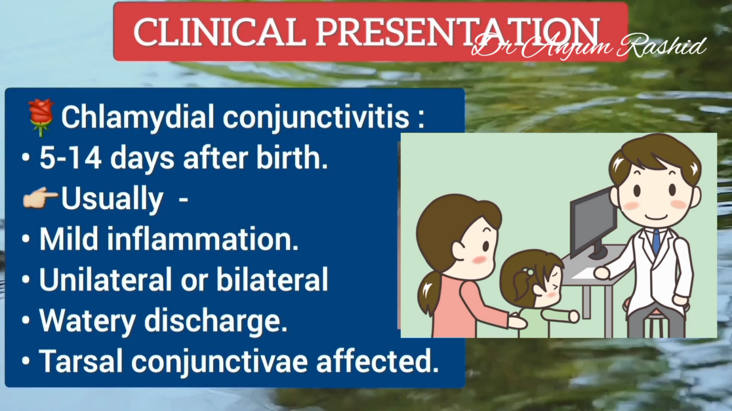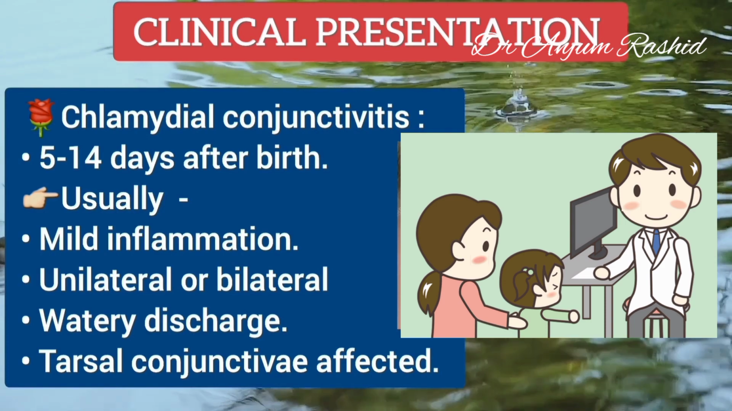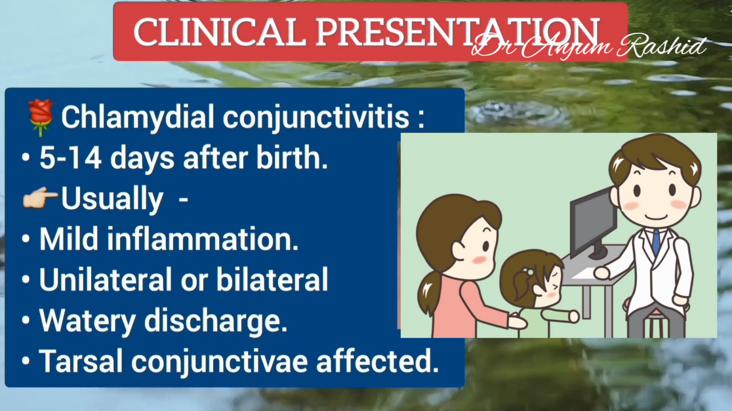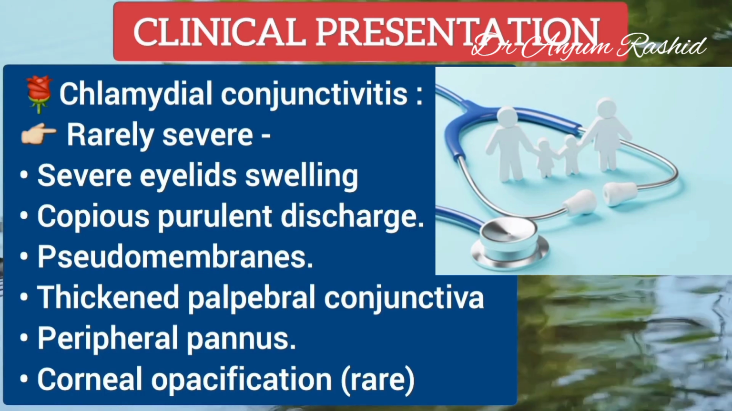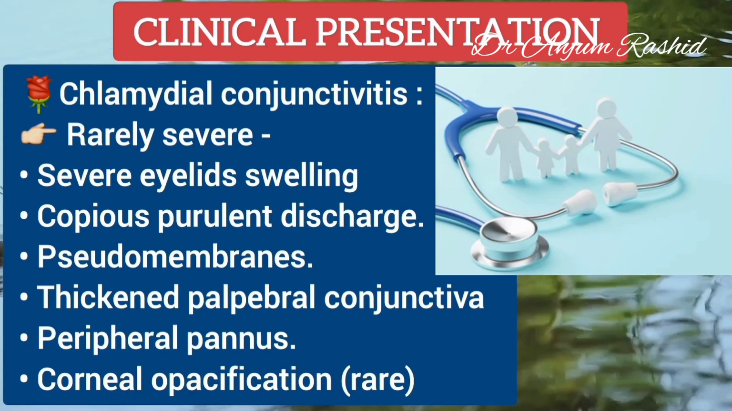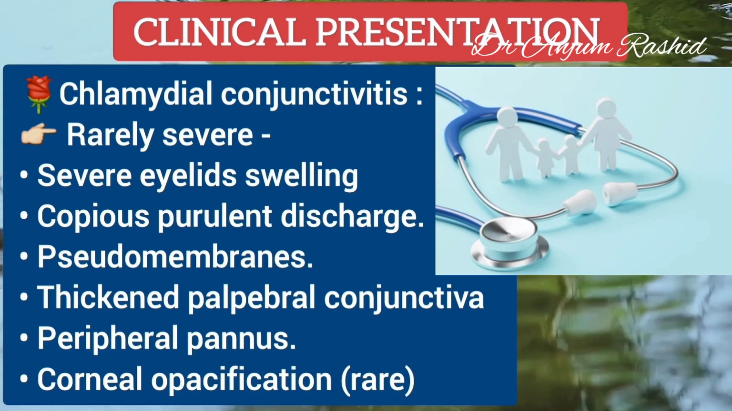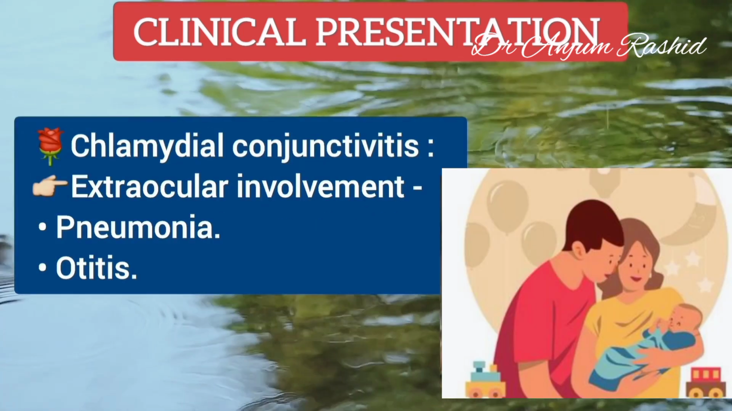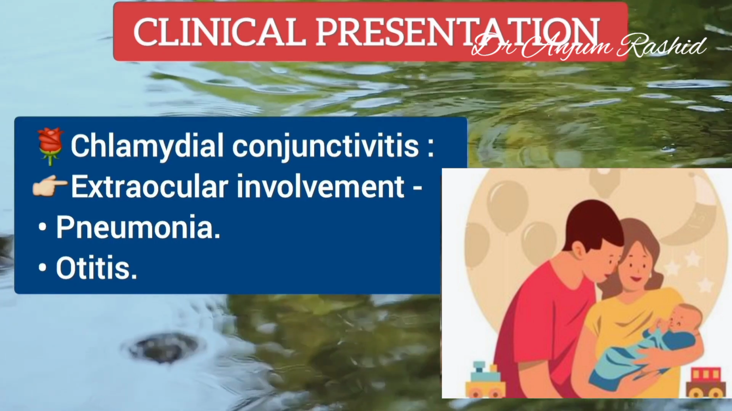Chlamydial conjunctivitis usually occurs 5 to 14 days after birth. Now, it is usually a mild inflammation and there is a unilateral or bilateral watery discharge. Chlamydial conjunctivitis usually affects tarsal conjunctiva. As I have mentioned, chlamydial conjunctivitis is usually a mild inflammation, but rarely it is a severe disease in which there is eyelid swelling, copious purulent discharge, pseudomembrane formation, and a thickened palpebral conjunctiva, along with peripheral pannus and corneal opacification. In chlamydial conjunctivitis, there may be extraocular involvement such as pneumonia or otitis.